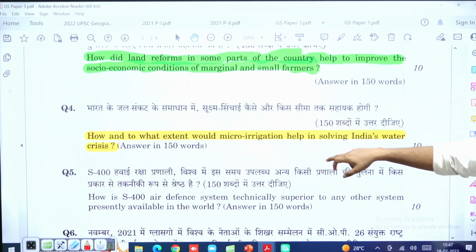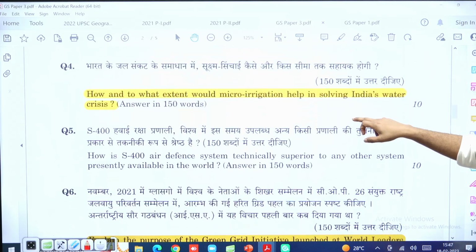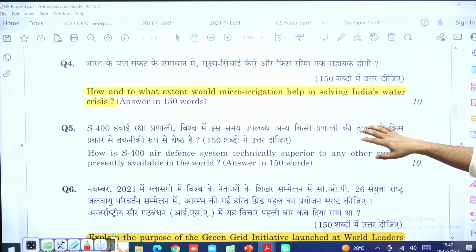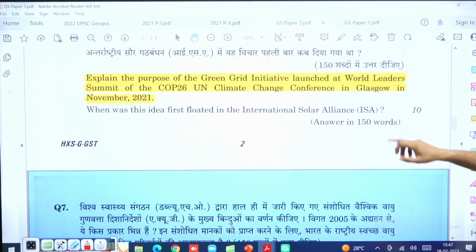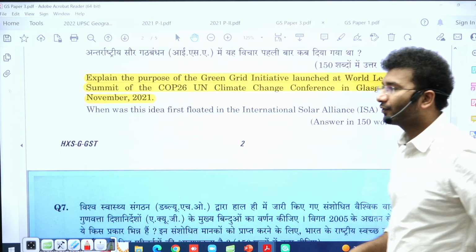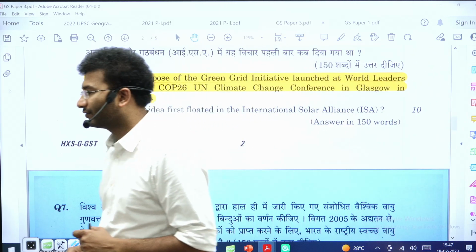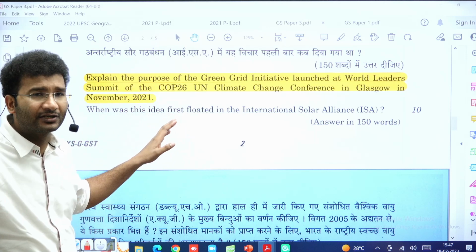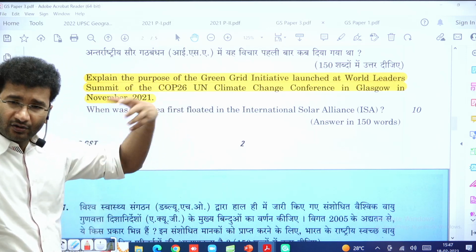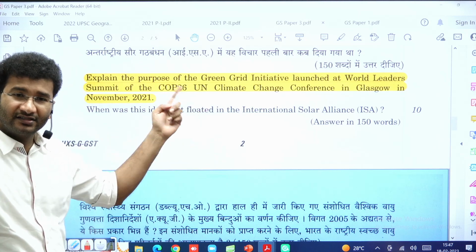How and to what extent would micro irrigation help in solving India's water crisis? So this is again an environmental and geographical question. Explain the purpose of the Green Grid initiative launched at the World Leaders Summit of the COP26 UN Climate Change Conference in Glasgow in November 2021. This is current affairs, again an environment-related question. So if you know the background from geography and environment, it is easy for you to write.